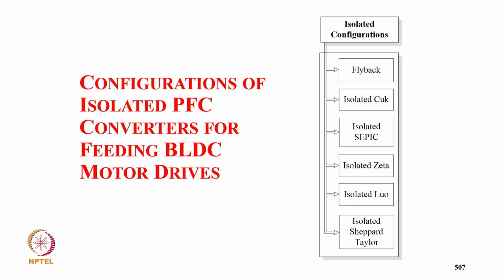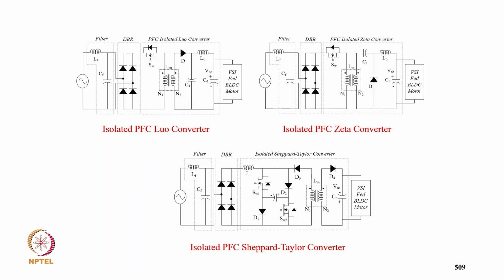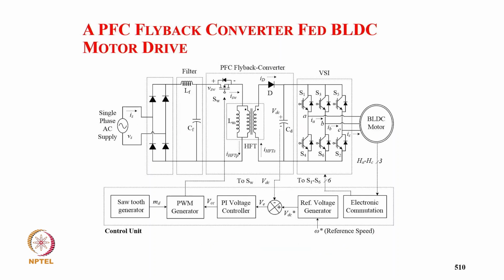isolated Cuck, then isolated Cepic, isolated Zeta, isolated Luo, and isolated Sheppard-Taylor. So here it is isolated PFC flyback converter, isolated PFC Cuck converter, isolated PFC Cepic converter, then isolated PFC Luo converter, isolated PFC Zeta converter, isolated PFC Sheppard-Taylor converter. This is the first, PFC flyback converter fed BLDC motor drive. So you can see here we have isolation in the flyback.